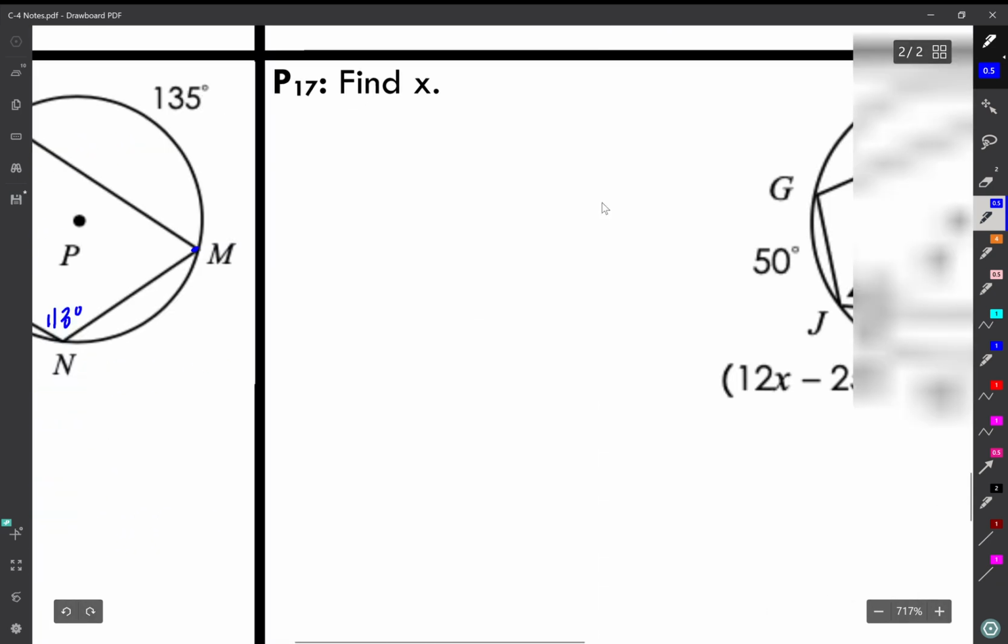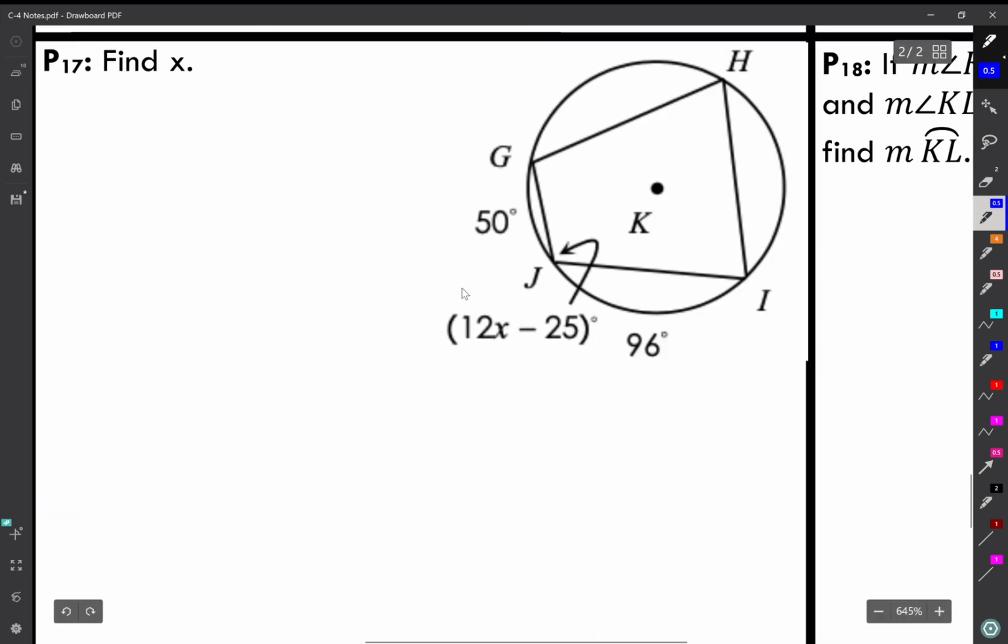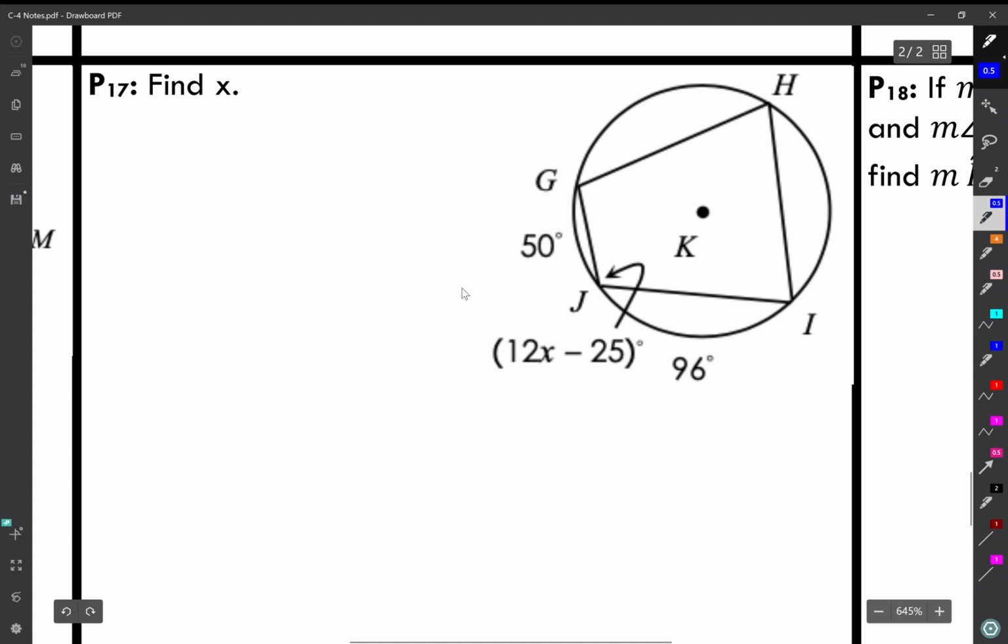All right, that's 16. Number 17. I got another quadrilateral here. My plan is to find angle H because it's going to be half of this arc right here. So 50 plus 96 gives me 146. Then you divide that by 2, that's 73 degrees. So my equation will be 12x minus 25 plus the 73 degree angle equals 180.